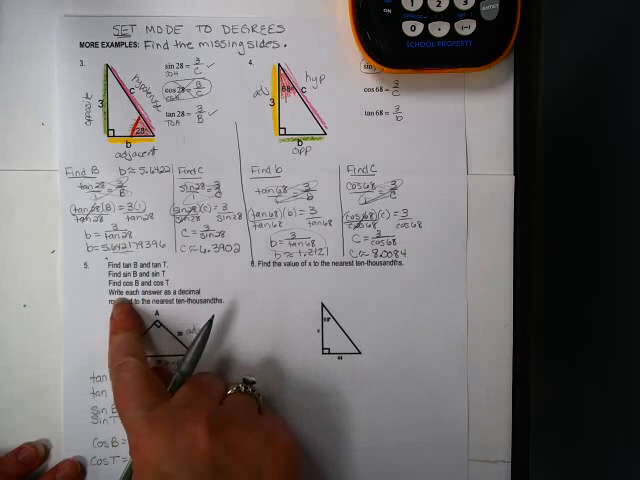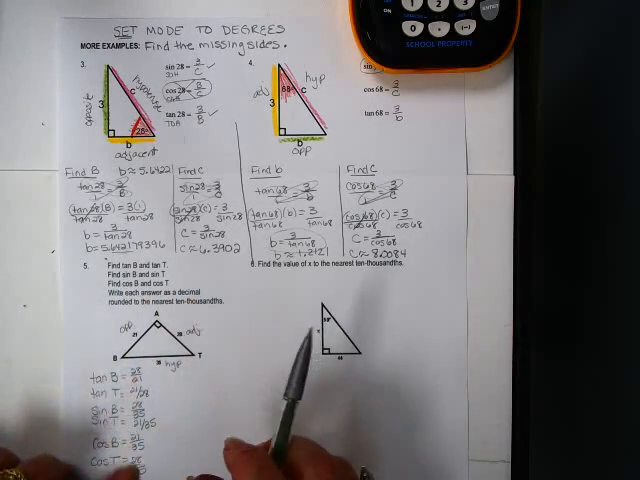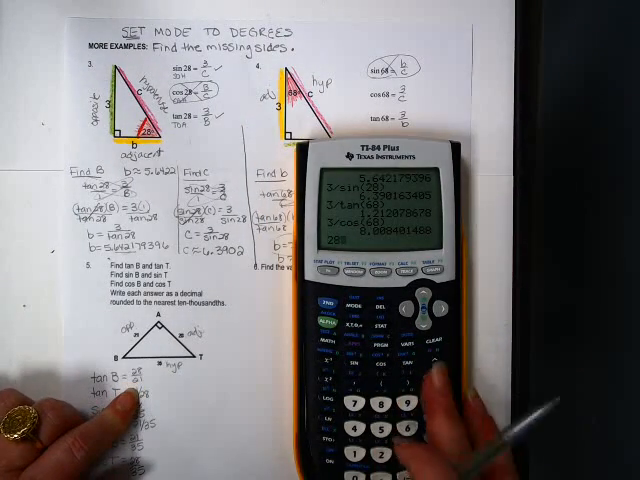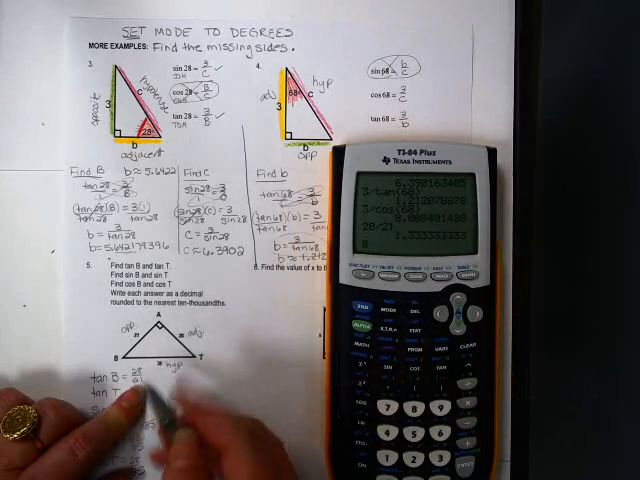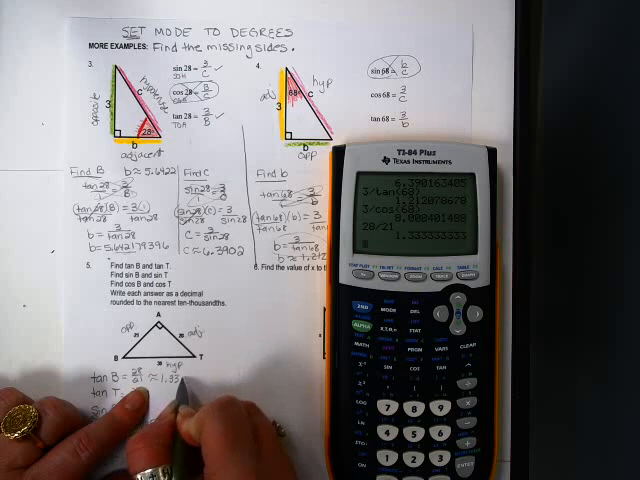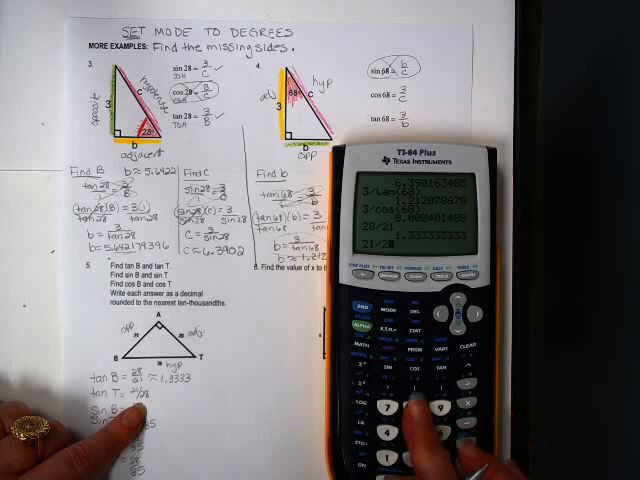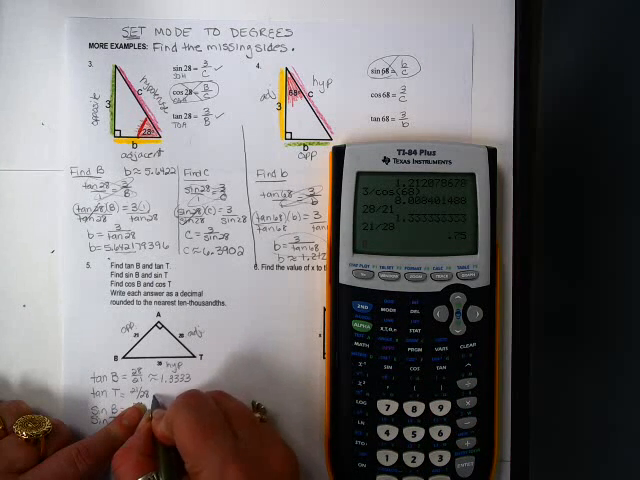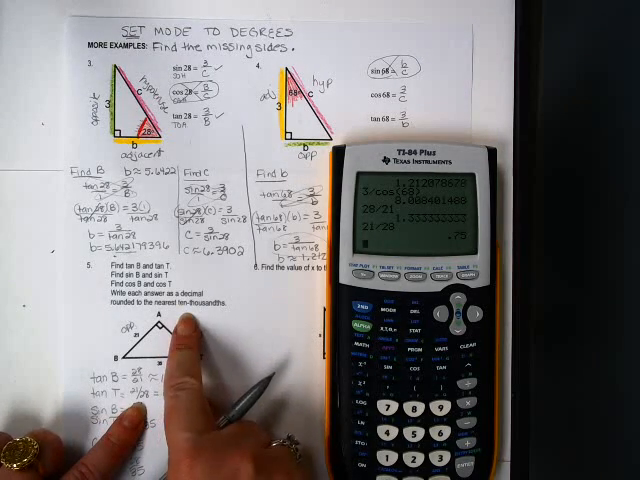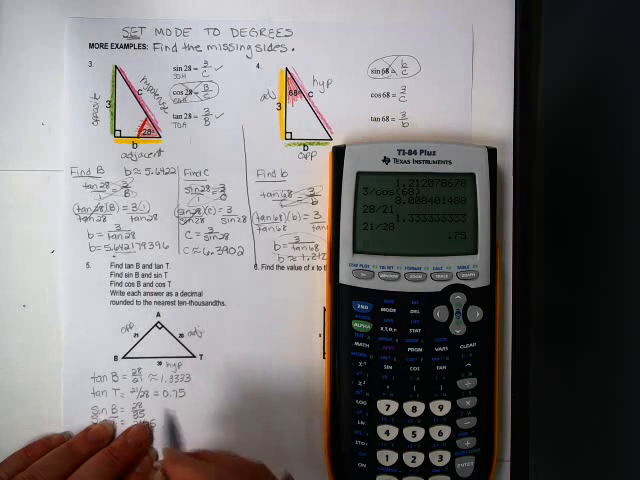Okay, now it says, write each answer as a decimal rounded to the nearest ten-thousandth. All you do is plug in these here, 28 divided by 21, and round to the nearest ten-thousandth. So that's going to be 1.3333. 21 divided by 28 equals 0.75. Now, that one we don't round because it terminates. So that's an exact answer, so we can put the equal sign.